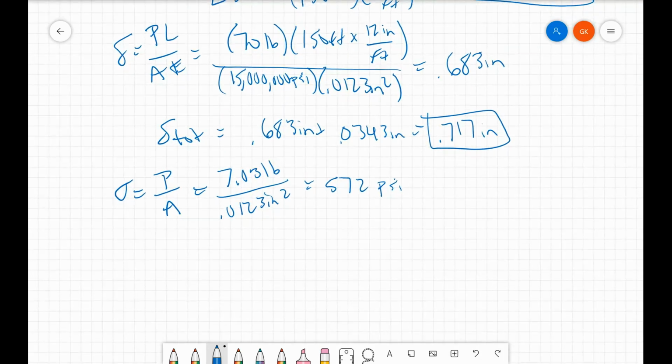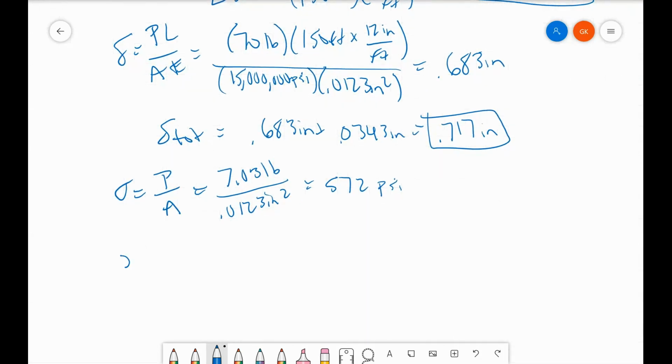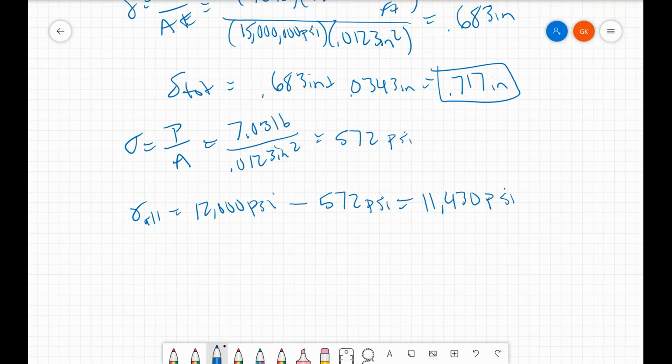Now we said that our allowable stress was equal to 12,000 psi. And we're going to try to calculate some max load from that. But before we can do that, we need to subtract off the stress that's due to just its weight. And so this gives us a true allowable stress of 11,430 psi.